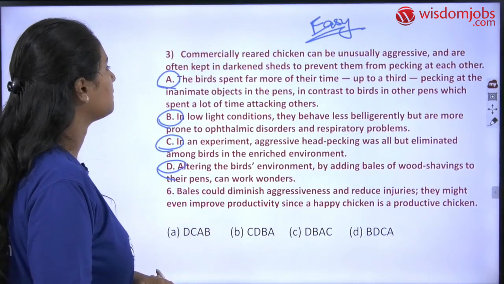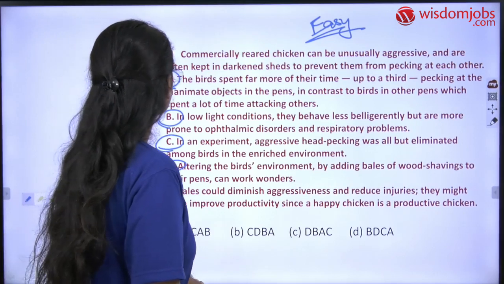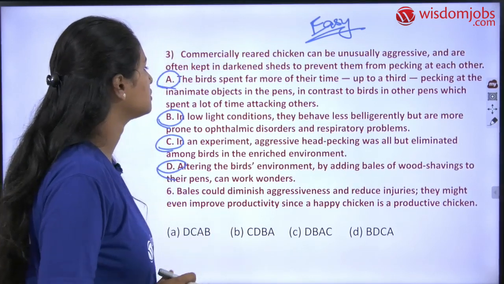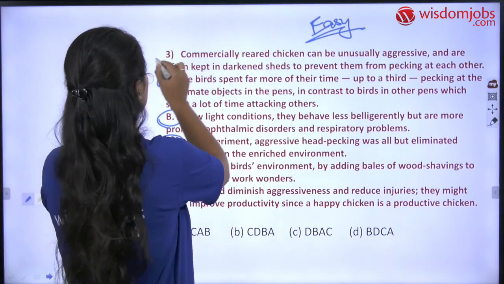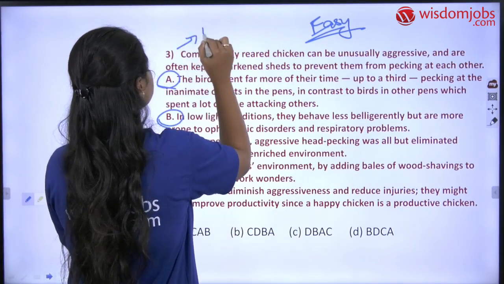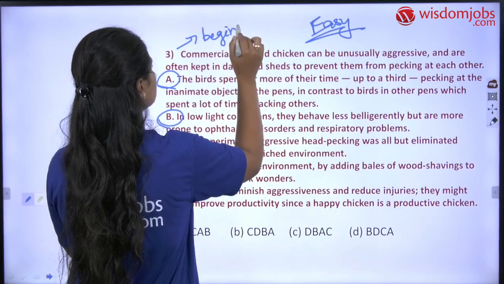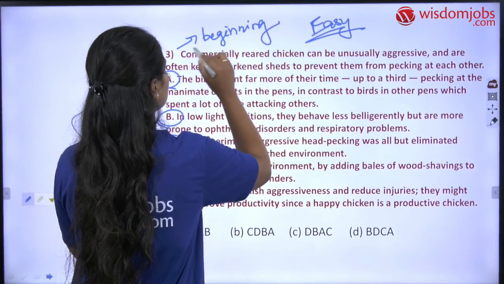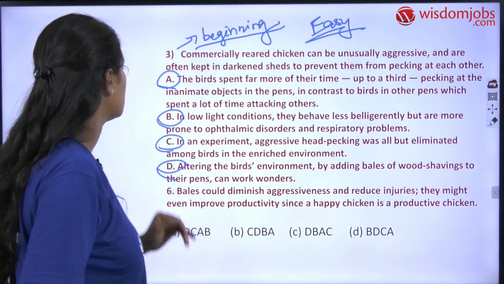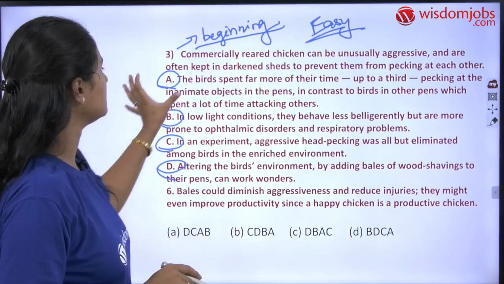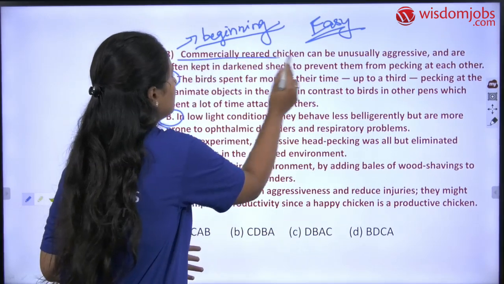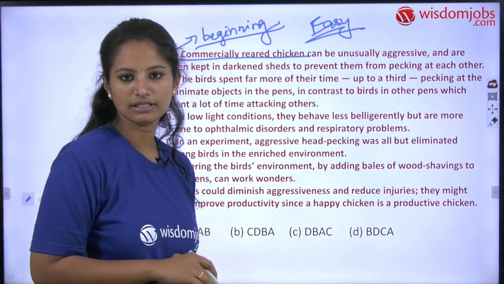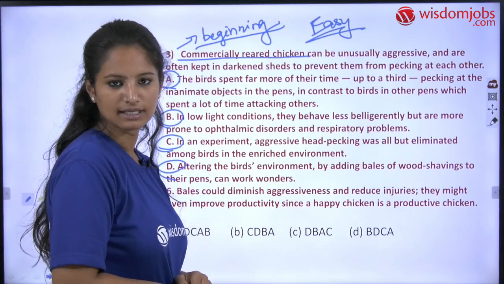Commercially reared chicken can be unusually aggressive and are often kept in darkened sheds to prevent them from pecking at each other. So this is your beginning sentence. In this sentence, they are talking about commercially reared chicken. So they have already given you the beginning sentence.